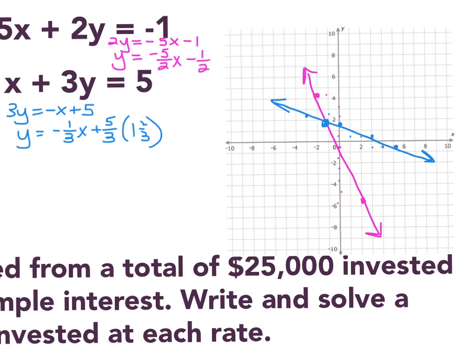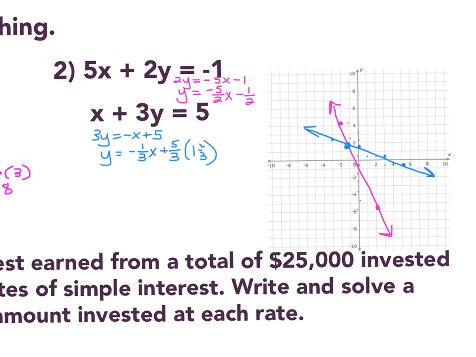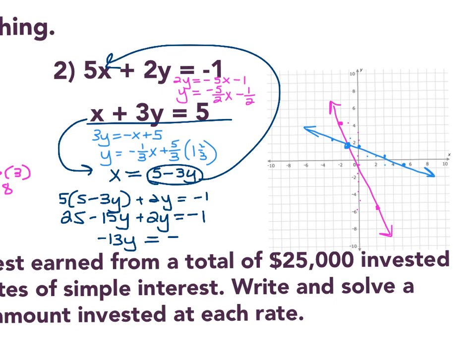So this is a great example of where graphing was probably not the best bet. If we had done the other method of substitution, I would have easily taken this one and set x equal to 5 minus 3y, and then plugged that into the x. I would have gotten 5 times 5 minus 3y plus 2y equals negative 1. 25 minus 15y plus 2y equals negative 1. Negative 13y on this side equals negative 26, and y equals a positive 2.